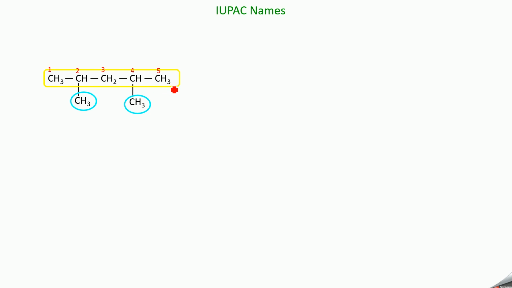If you start numbering from right to left, there is no change because we are going to get 2 branches in the second and fourth carbon. So there is no change if you start numbering from the right side for this compound. Now we have the second and fourth carbon, we have 2 methyl groups. So we can write it as 2,4 dimethyl.